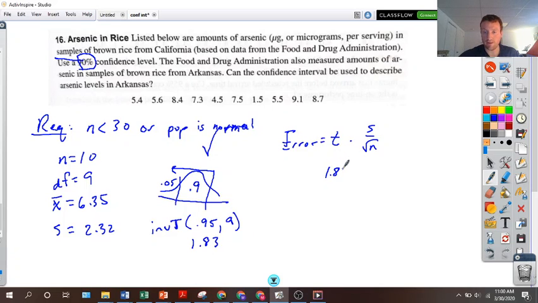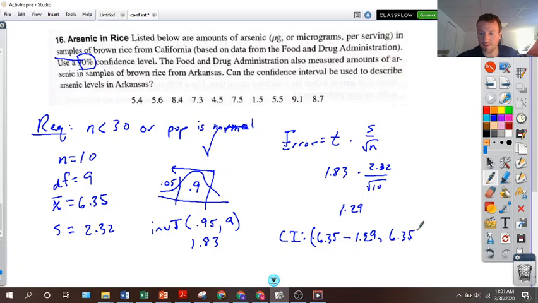So 1.83 times the sample standard deviation of 2.32 all over the square root of 10. That error comes out to be 1.29. So to make the confidence interval, you take your X bar, which is 6.35, minus 1.29, and 6.35 plus 1.29. And that gives you 5.06, 7.64.